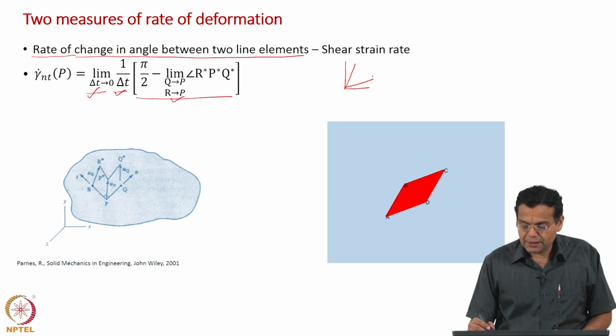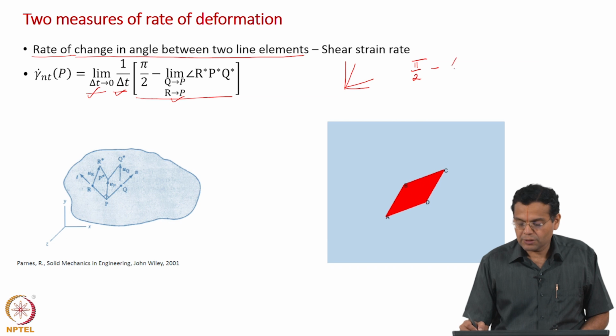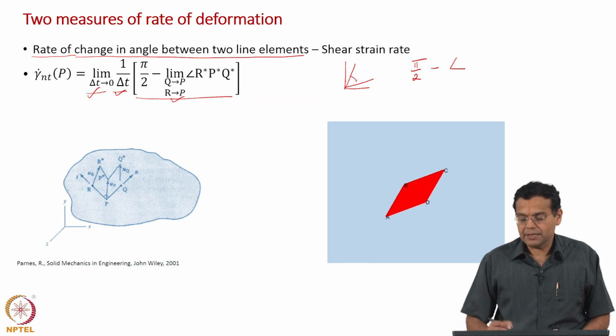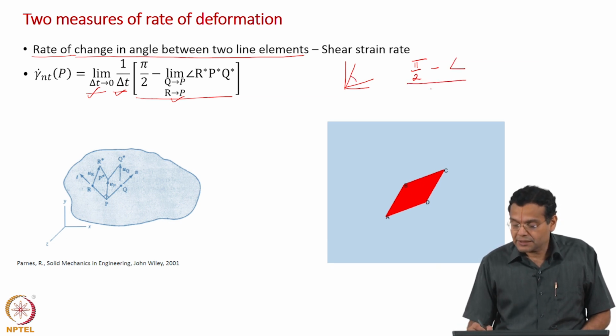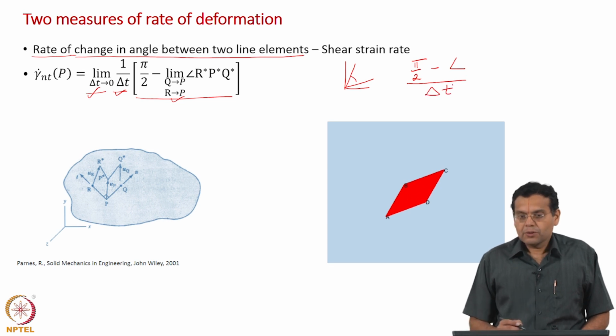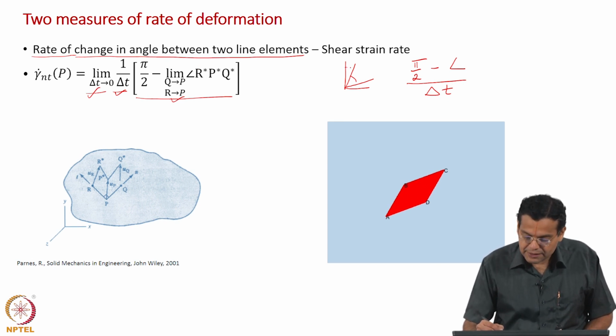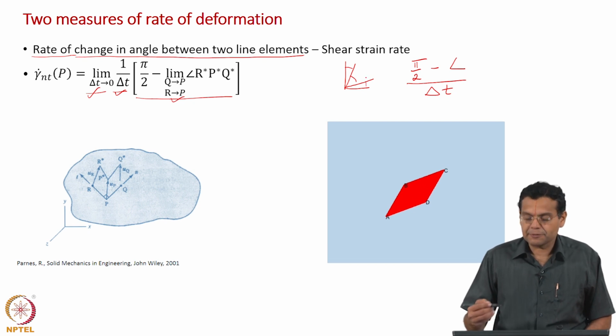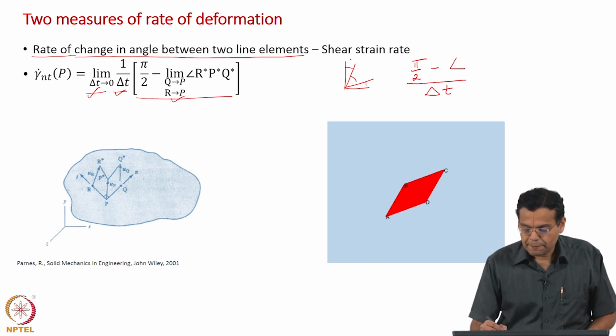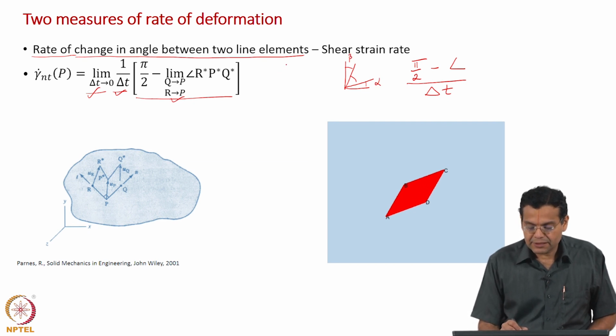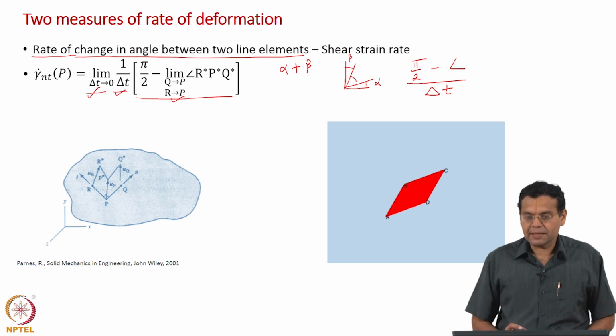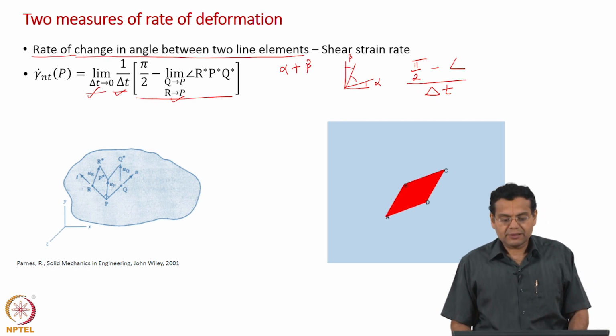Okay. What does it mean? The initial angle was pi by 2 and then the final angle was whatever angle is between these two line elements, and the rate at which this change happens in the limit of delta t tending to 0 is the shear strain rate. Okay. Alternatively, it is the rate at which this angle plus this angle changes with respect to time. Okay. If you call this beta and this alpha, then the rate at which alpha plus beta changes with time is also the shear strain rate, either way of looking at it.